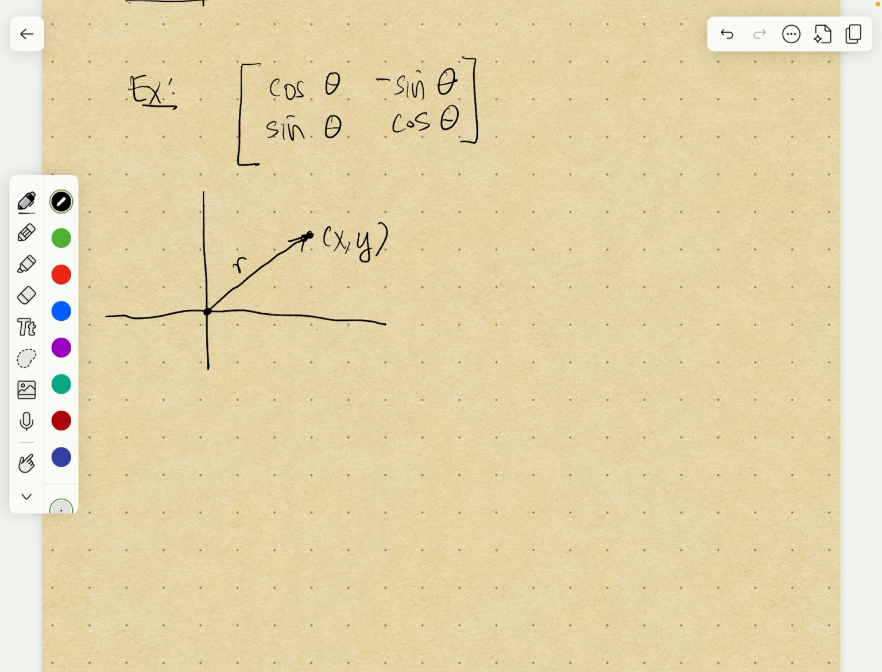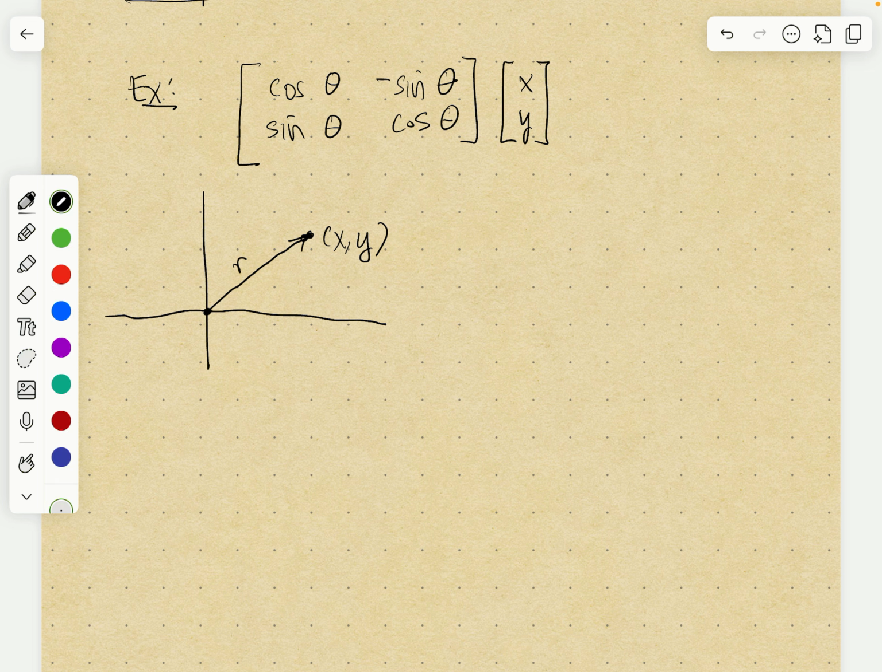We want to see what you get when you take this matrix and multiply it by the vector xy, because you want to see where this matrix is going to take the point xy. We can multiply them, but to get a better idea of what's going on, it helps to rewrite x and y in terms of polar coordinates.